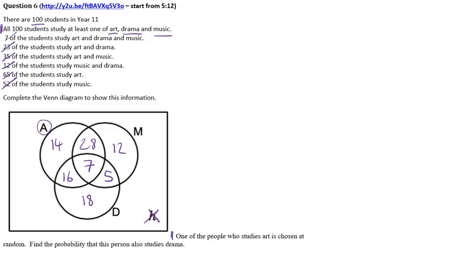The probability question at the end: one of the people who studies art, so it's just out of that group of 65 who study art, is chosen at random. The probability they also study drama, we've got these 16 here, these 7 here, so 23 out of 65.